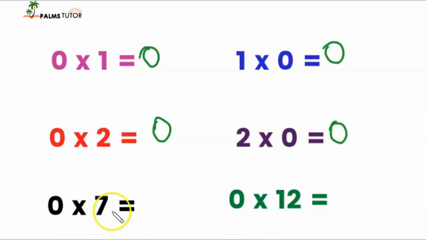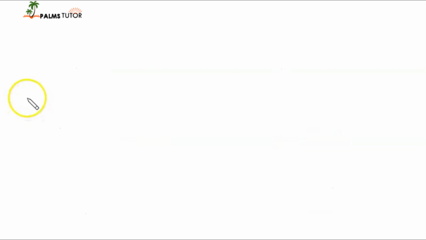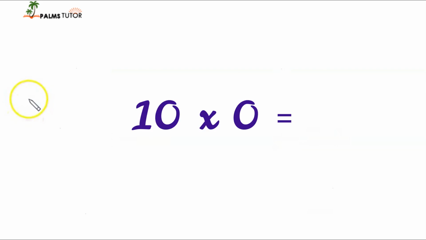0 times 7. 0. 0 times 12. 0. No matter how big the number is, anytime 0 multiplies a number, the number becomes 0. So you don't have to think about it. Now your turn. Let's see these numbers.